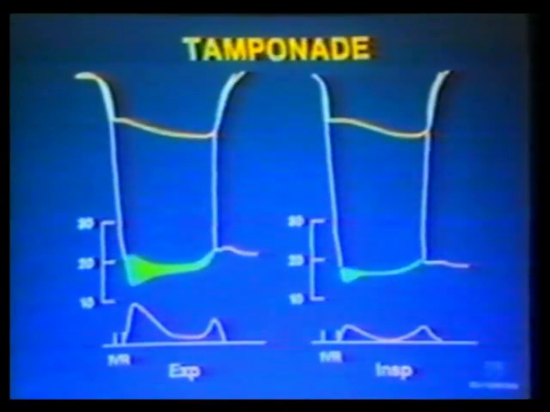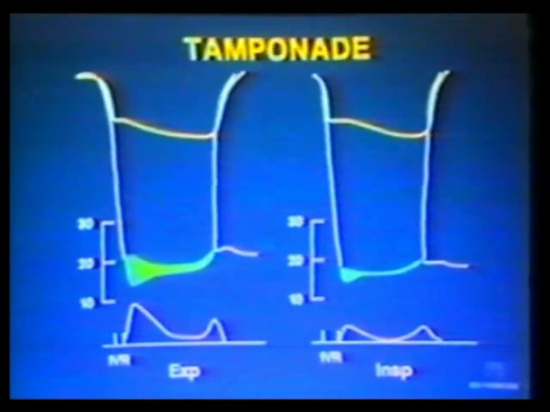Returning to the typical pressure profiles, for the patient with tamponade, inspiration results in a decrease in wedge pressure compared to expiration. However, the LV diastolic pressure changes very little from expiration to inspiration, which means that the inspiratory diastolic filling gradient is significantly decreased compared to expiration.